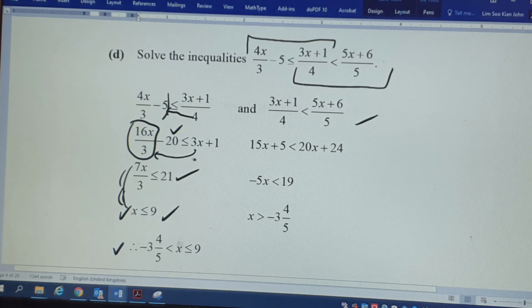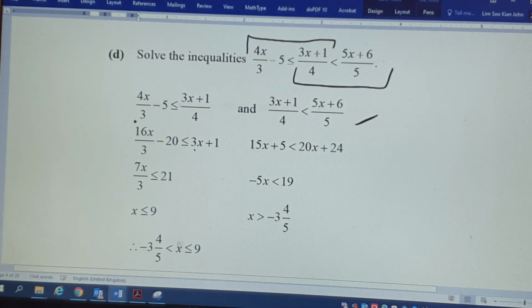Sorry. Okay, so you have one set of inequality already. You leave this here for a while because you need two. You need this and this. So now we try and solve this.